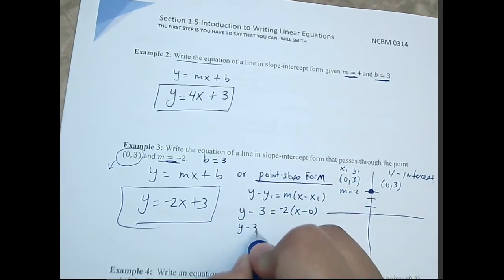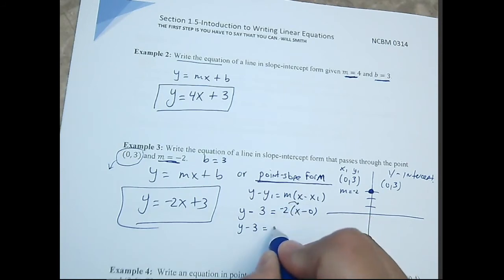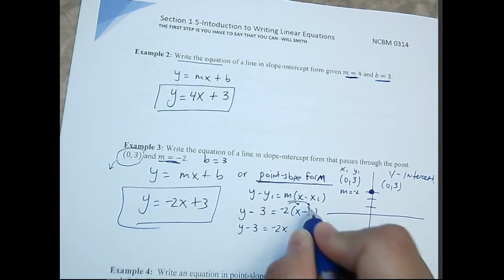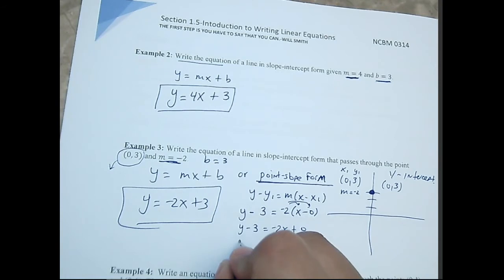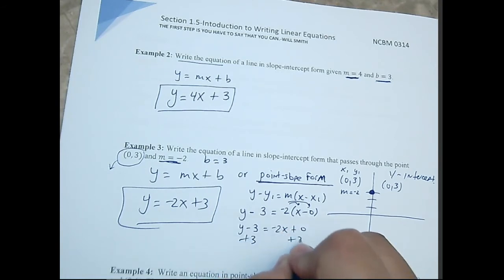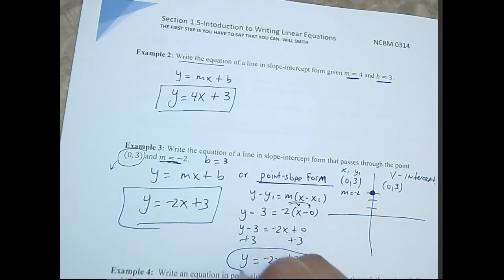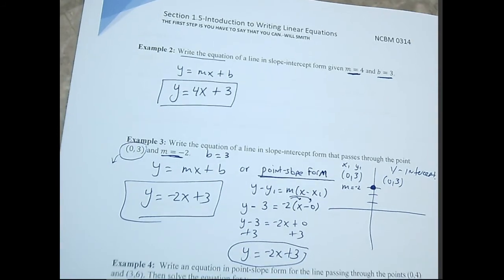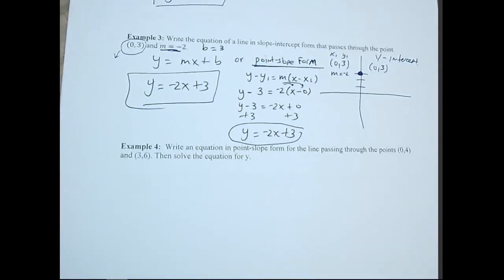So if we simplify, we get -2x. -2 times 0 is 0. Let's add 3 on both sides. So we get y equals -2x plus 3. And you can see that we ended up with the same answer. Let's try example 4.